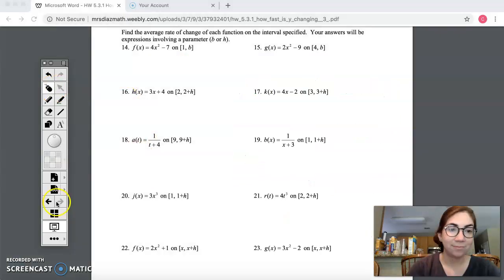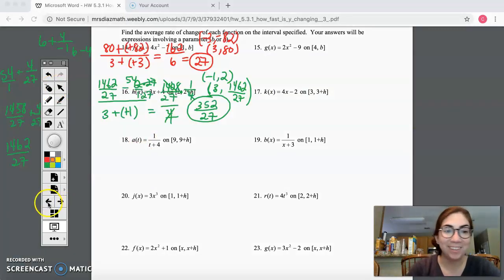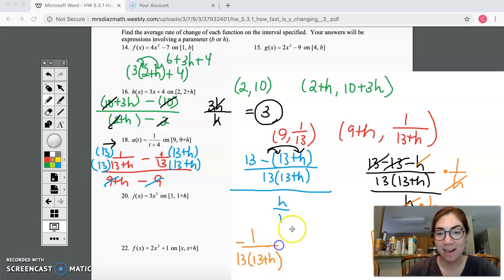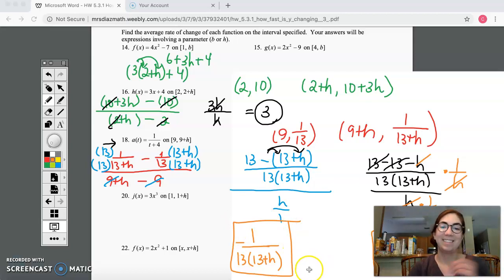I just noticed that you could not see the answer for the last one. I'm going to write it right here, negative 1 over 13 times 13 plus h.